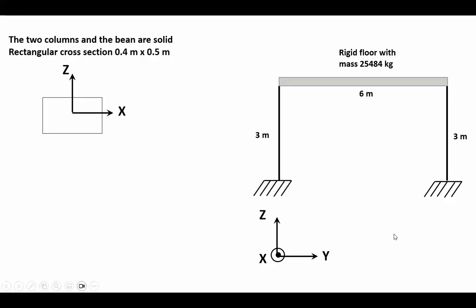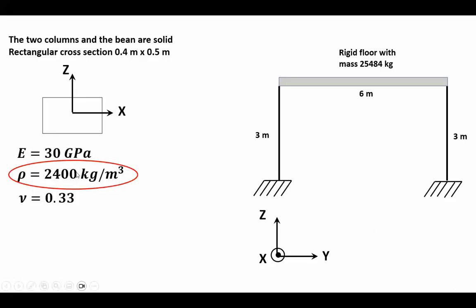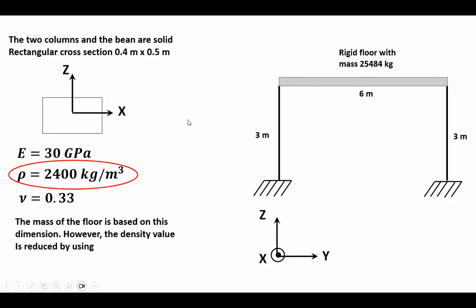And based on the density that's going to be used here, the mass of this floor is actually 25,484. It's just the volume of that top floor multiplied by the density of it. Now, as far as the columns are concerned, we are going to reduce the density by 10,000 times so that it does not affect the natural frequency calculation when it's done as a lump system, such as what you're seeing here.